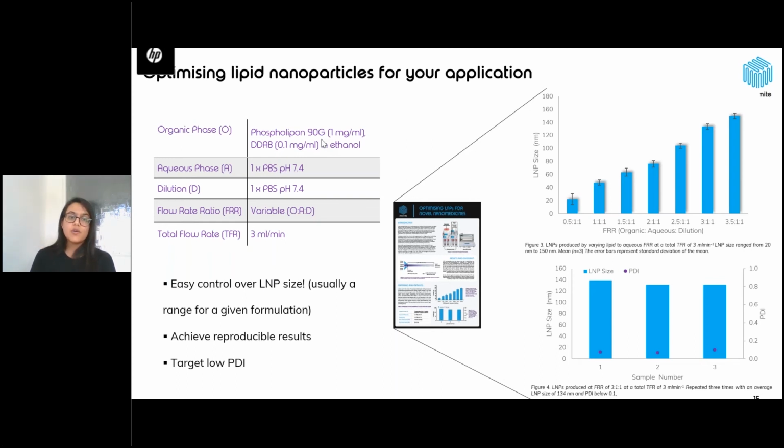And then we've got the aqueous phase, which is using a buffer, which is just phosphate buffered saline. And the same buffer was used for the in-line dilution as the aqueous phase.